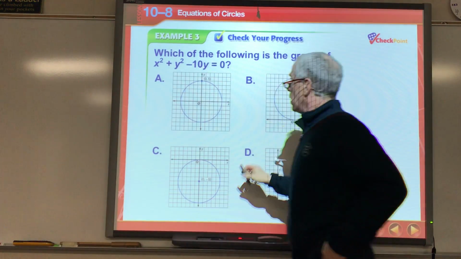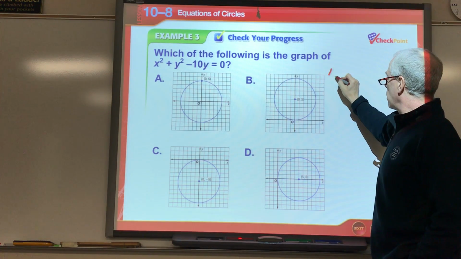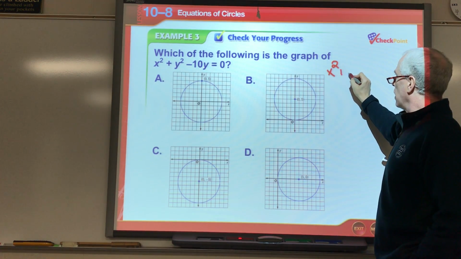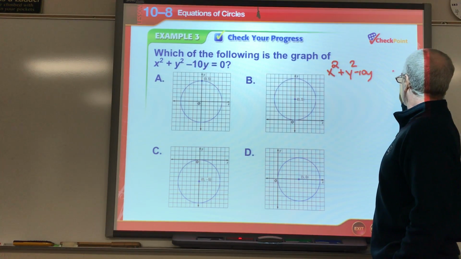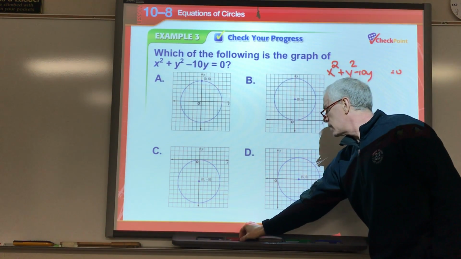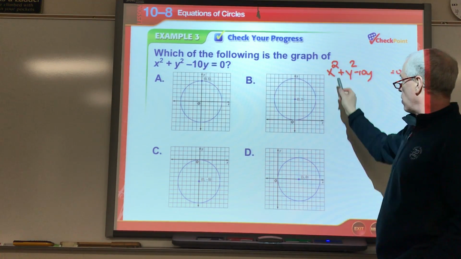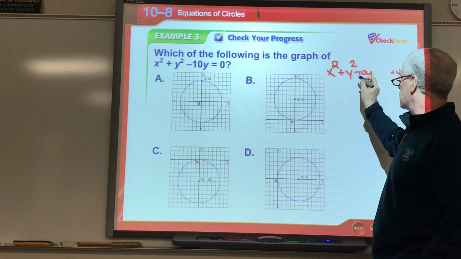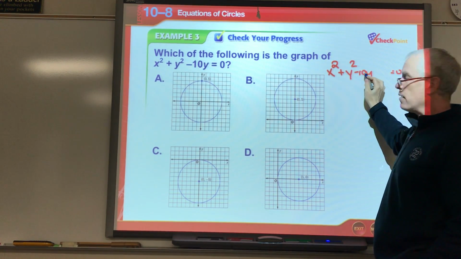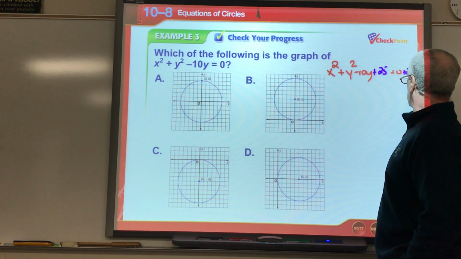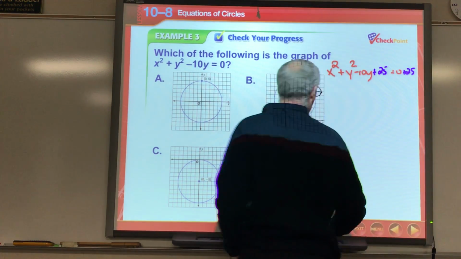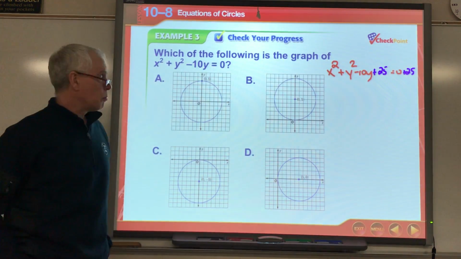All right, so there are no other terms with x squared, so I'm going to leave that one. And then I've got y squared minus 10y, and then equals 0. We need to complete the square with the y's. I don't have an x term, so I don't need to complete it with the x's, but the y's. Half of 10 is 5, squared is 25. So I need to add that 25 to both sides of this equal sign to keep it balanced.